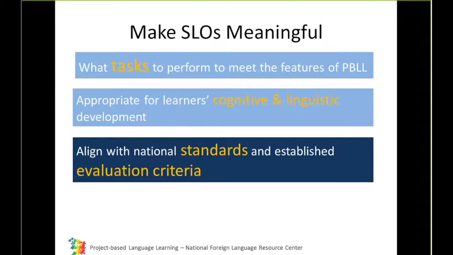Then the third concern is to align our outcomes with national standards and established evaluation criteria. For folks in higher education, you probably also want to align your student learning outcomes with your program outcomes and institutional outcomes. So let's take a look at what the standards are.